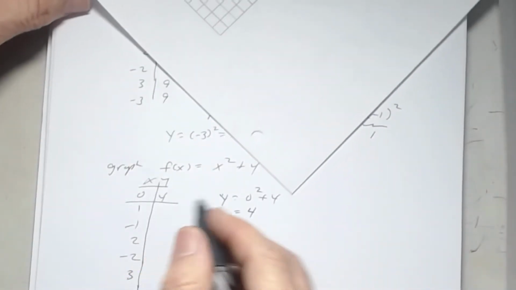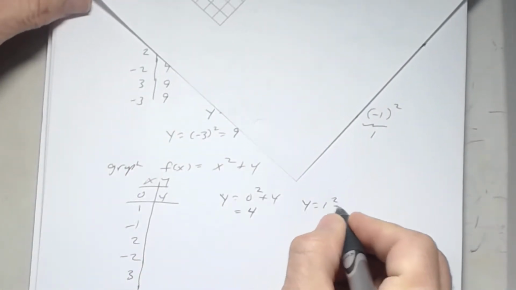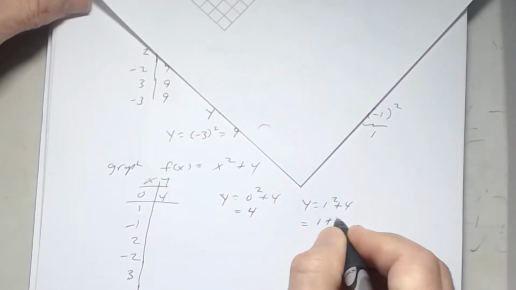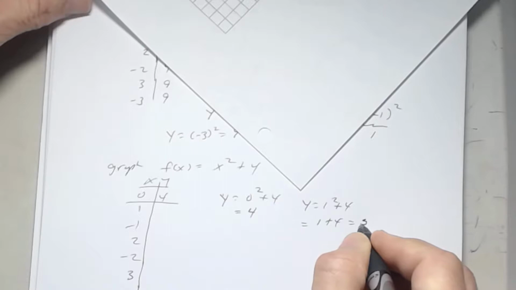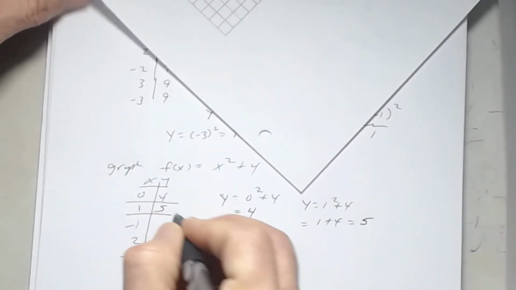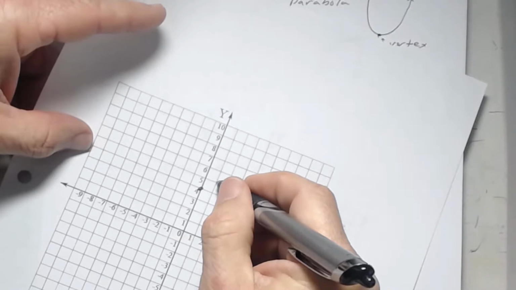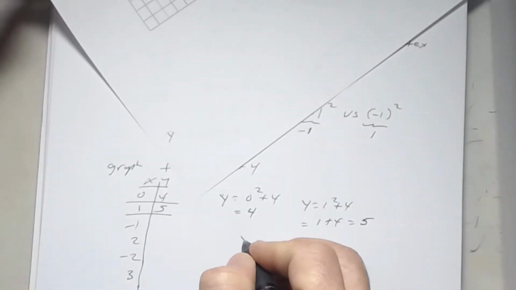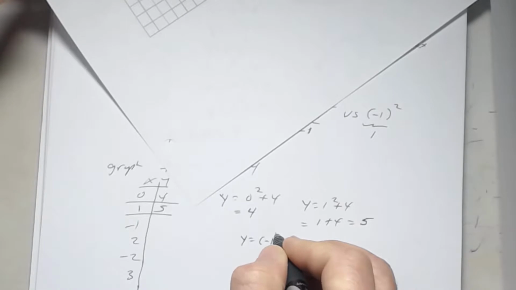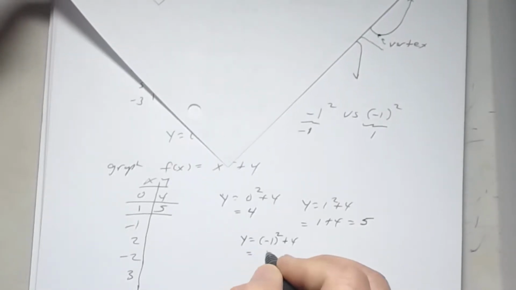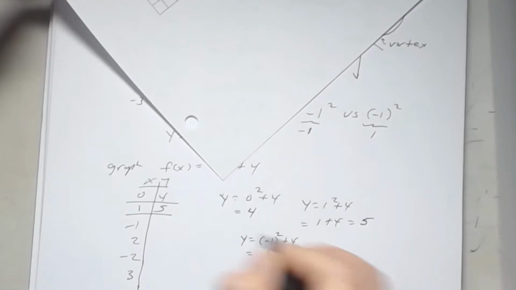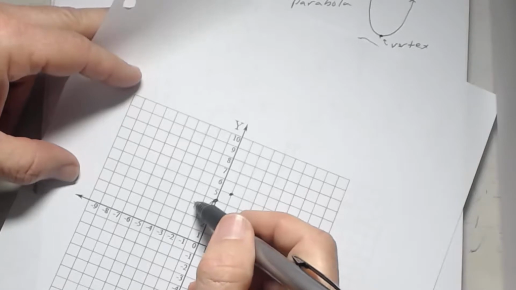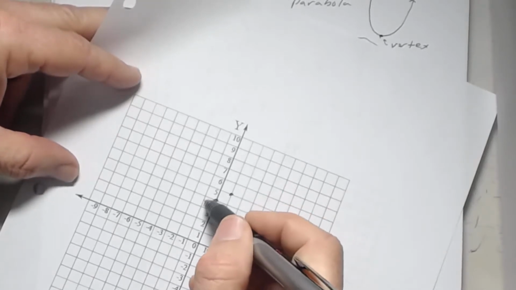All right, if x is 1, I get y equals 1 squared plus 4, which is 1 plus 4, which is what? 5. So I plot the point 1, 5, which is here. Okay? If x is -1, I got y equals -1 in parentheses squared plus 4, which is 1 plus 4, which is 5. So I plot the point -1, 5. You'll see the same kind of pattern, the symmetry about that y-axis, -1, 5.